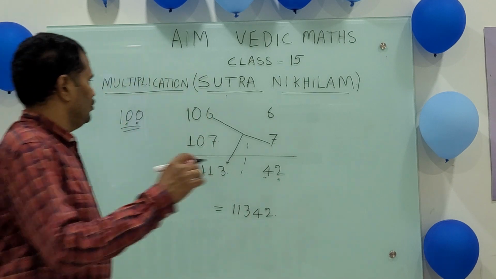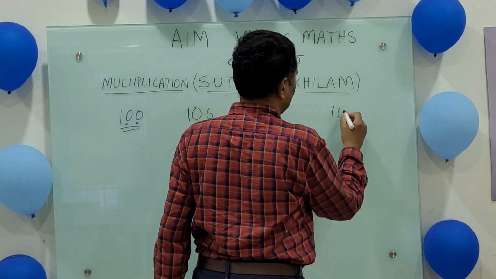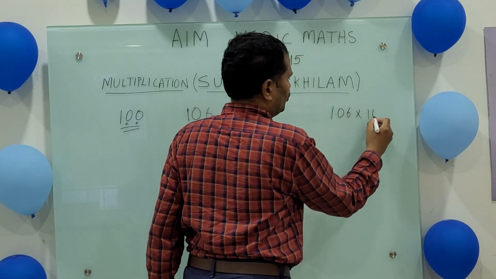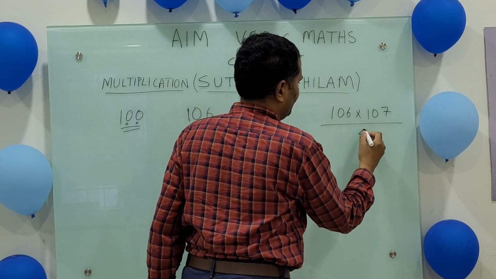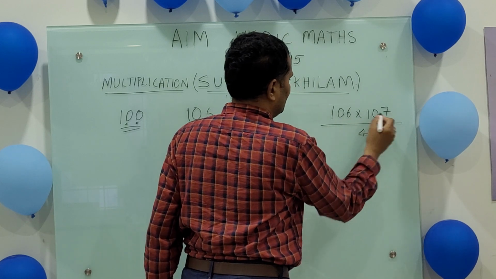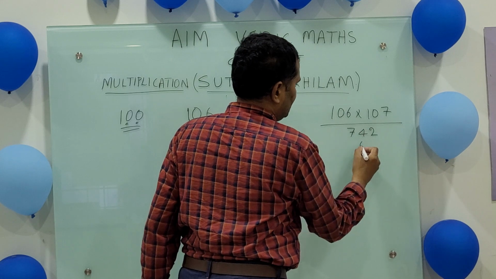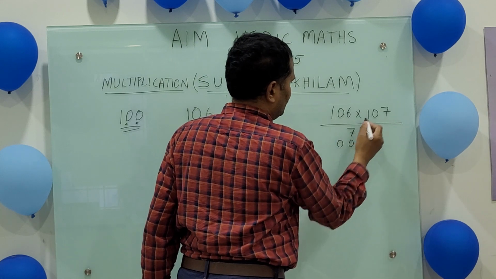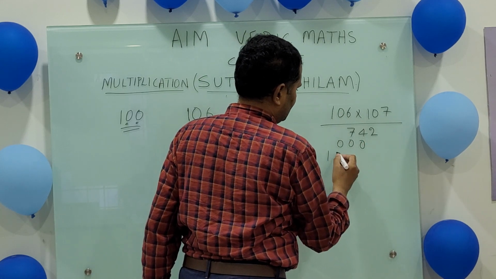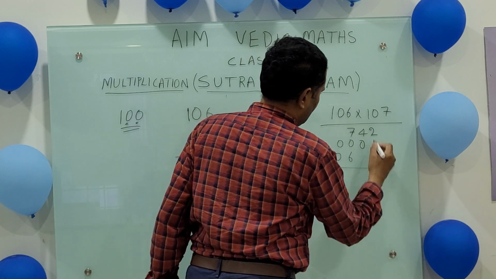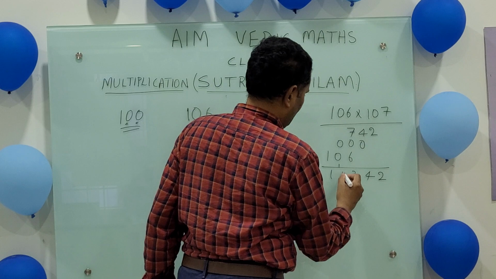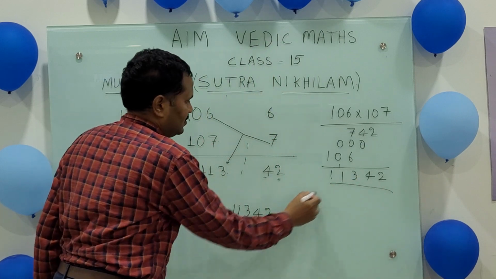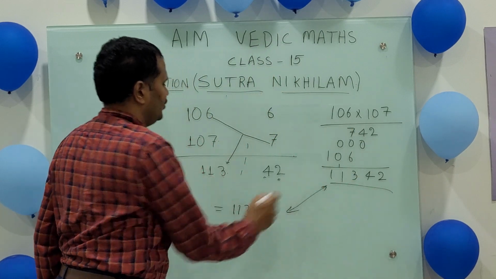If you want to do it in your own methodology, like 106 multiplied with 107, you have your regular method. 7 6s are 42, 0 is done. Then 7 0s are 0, and 1 6 is 106, and so on, and you get 11342. That's the answer. So you know this way and then you know the other way.